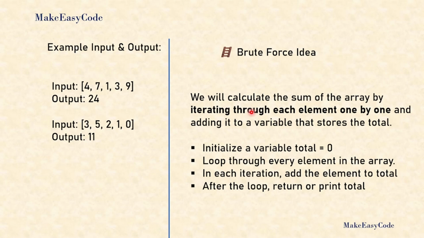Here let's look into the sample inputs. Sample input 1 is given with the elements 4, 7, 1, 3, 9 and the output given is 24. Similarly, input 2 is given as 3, 5, 2, 1, 0 and the output given is 11.